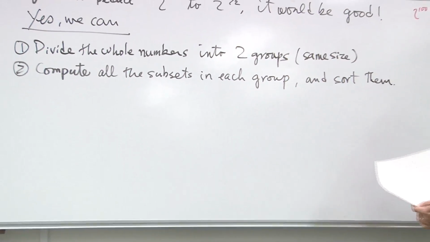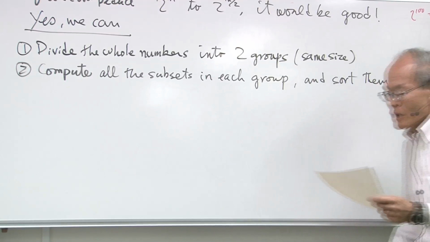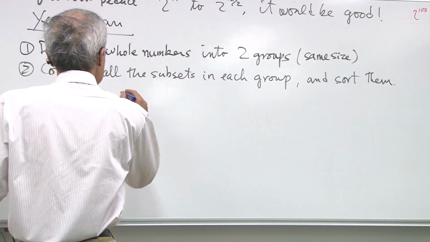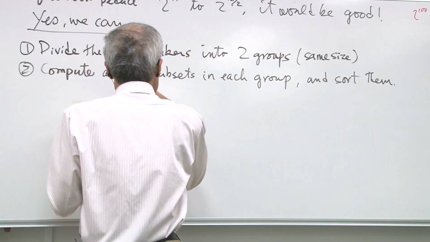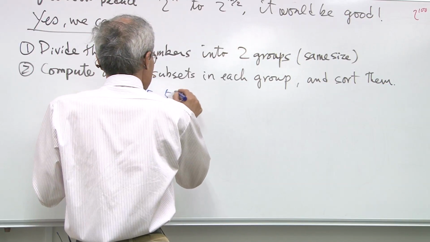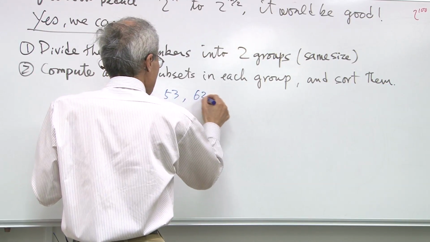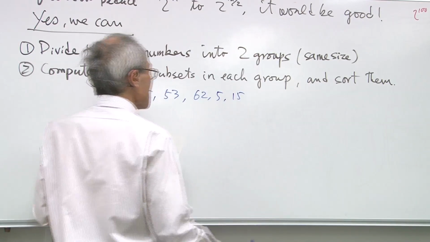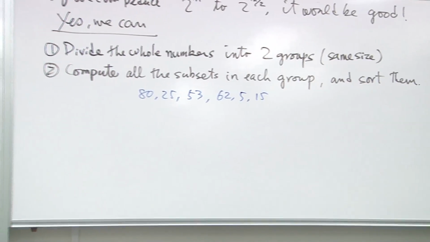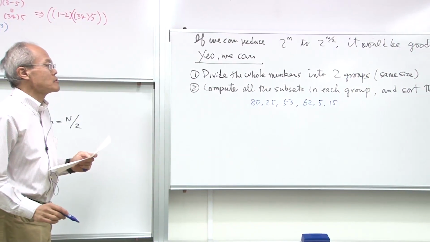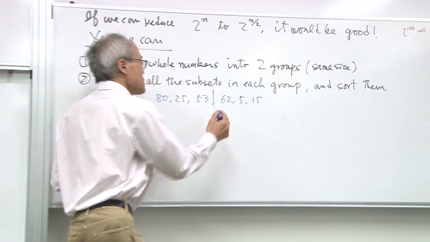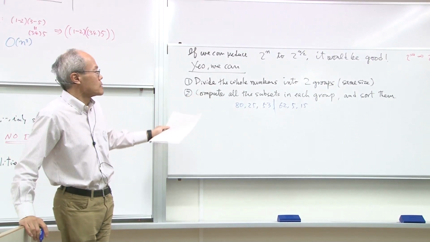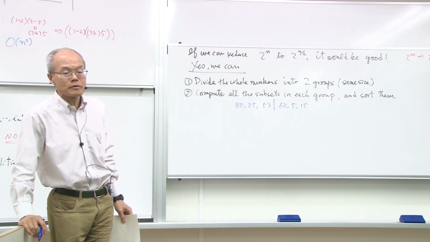Okay, so this is what we do. I'll show you an example. 80, 25, 3, 62, 5, 15. It's an example. Step number 1 divides the whole set of numbers into 2 groups of the same size. So just like this. And this is important. Just divide this into two groups.